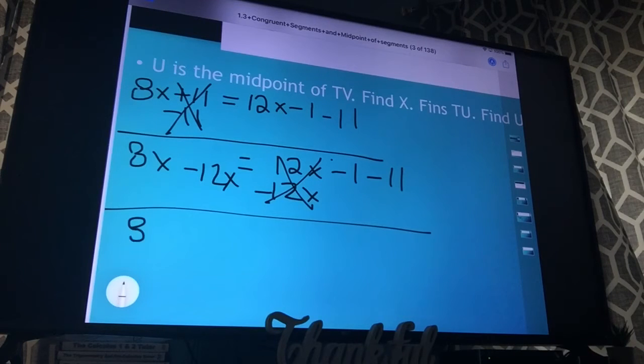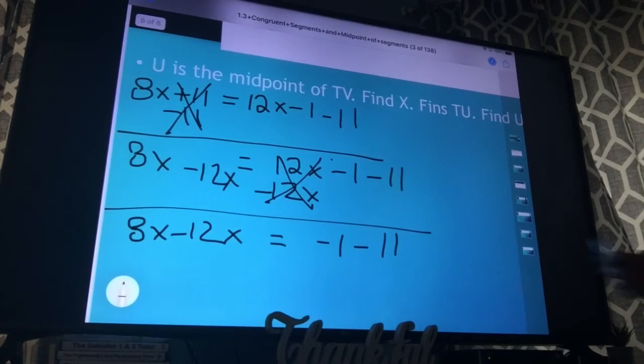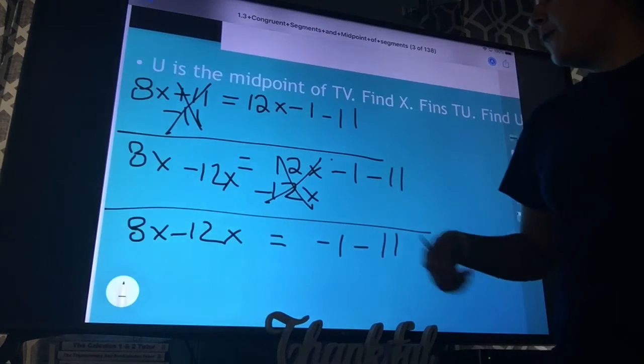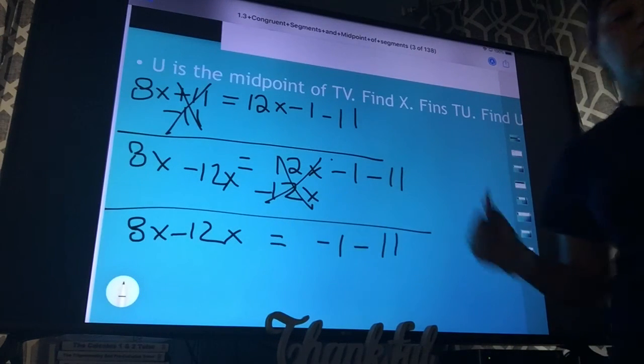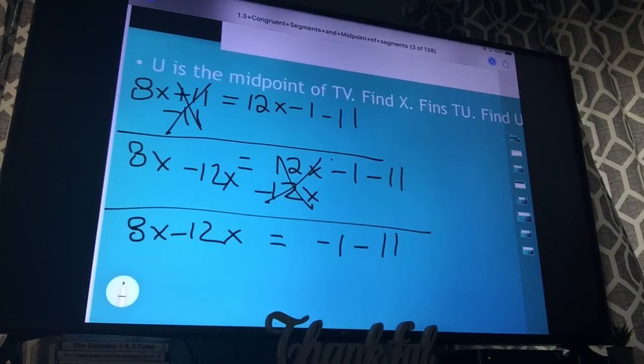Okay, so I got 8x minus 12x equals negative 1 minus 11. Okay, and then we can go back through and look and say, well, are all of our letters on the left? Okay, well, if we look at it, I got an 8x, that's a letter, perfect. 12x, that's a letter, perfect. We hit our equals, so now we're on the right side. Okay, and we got a number, perfect. Okay, so now we can combine our like terms.